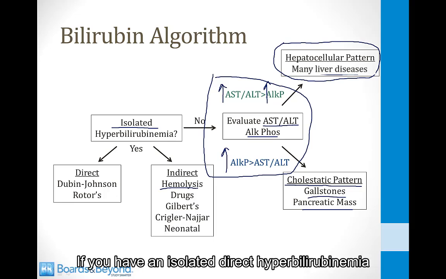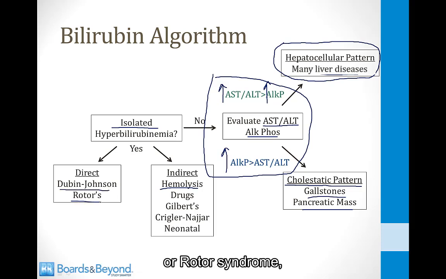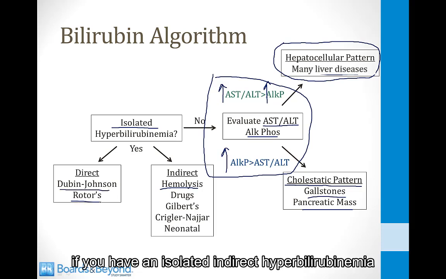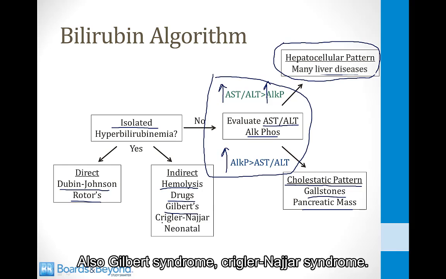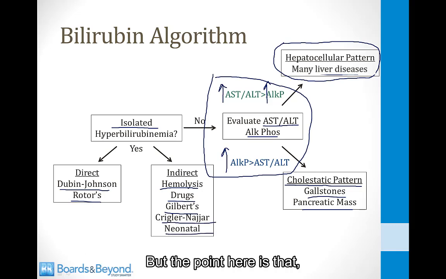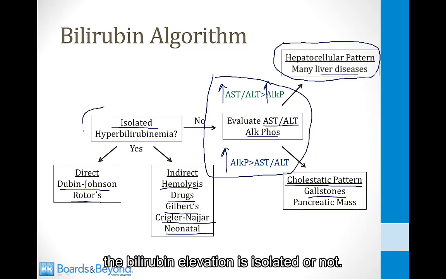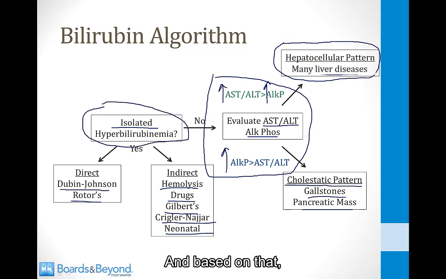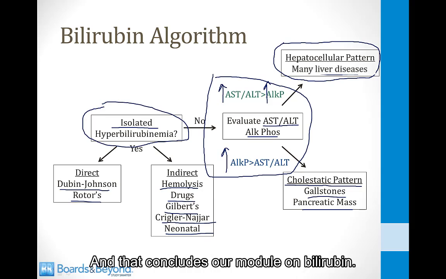If you have an isolated direct hyperbilirubinemia, that could be due to Dubin-Johnson syndrome or Rotor syndrome. If you have an isolated indirect hyperbilirubinemia, that can be due to drugs, as we discussed. Also Gilbert syndrome, Crigler-Najjar syndrome, and you can also see this in neonatal jaundice. But the point here is that the first thing you want to do is decide whether or not the bilirubin elevation is isolated or not, and based on that, it becomes relatively straightforward to work out the cause. And that concludes our module on bilirubin.